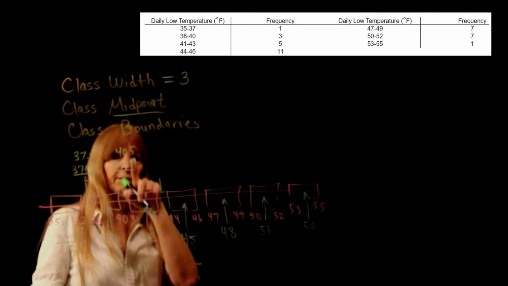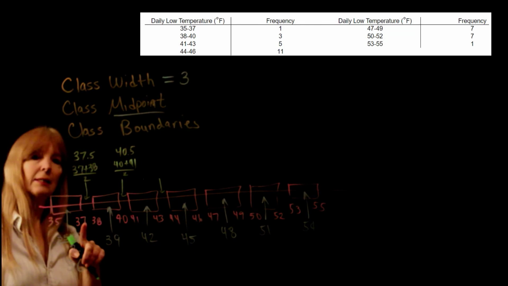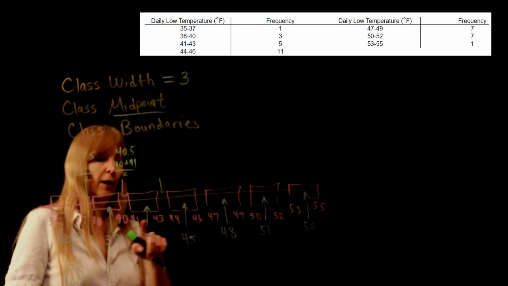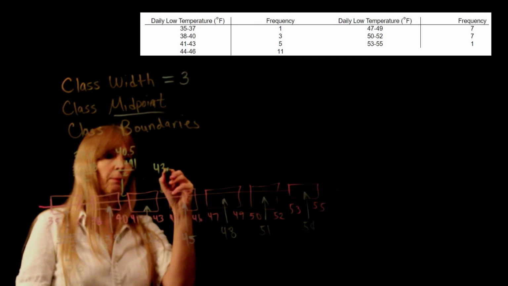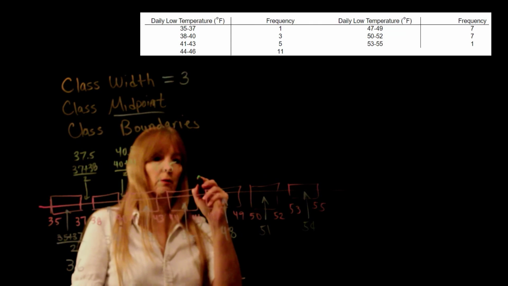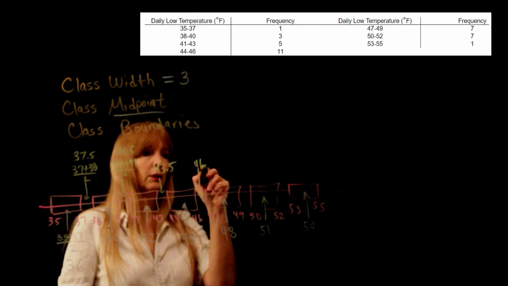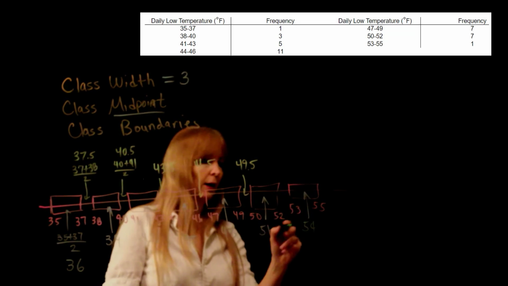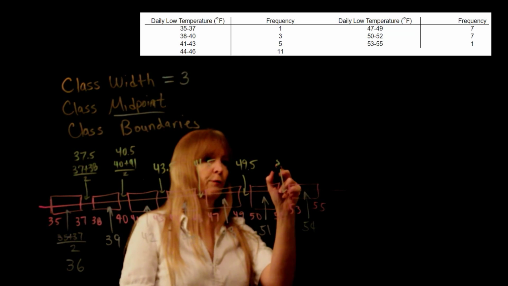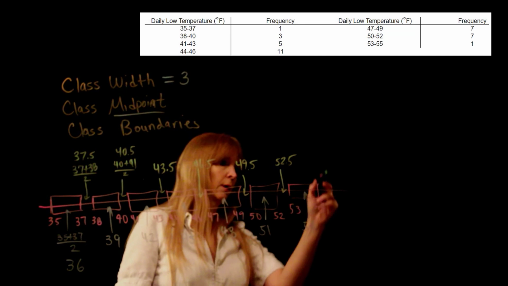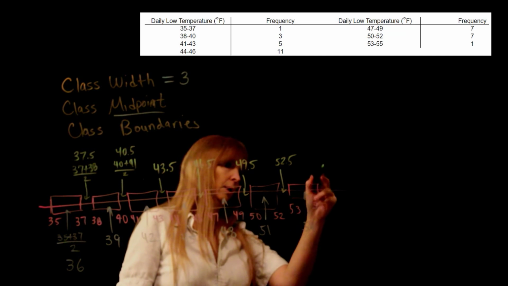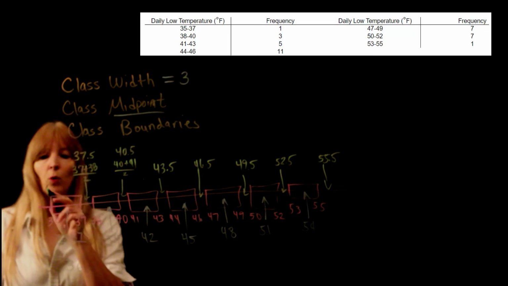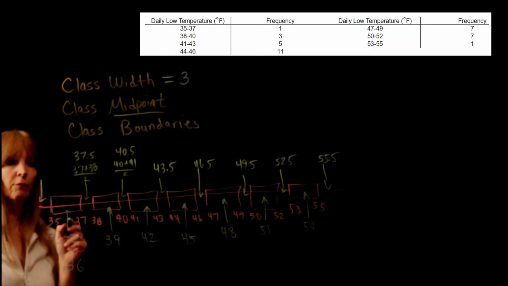So I don't even really have to do this. This was this last value, 0.5. This was this value, 0.5. So 43.5, where am I at? 46.5, 49.5, 52.5, and 55.5.